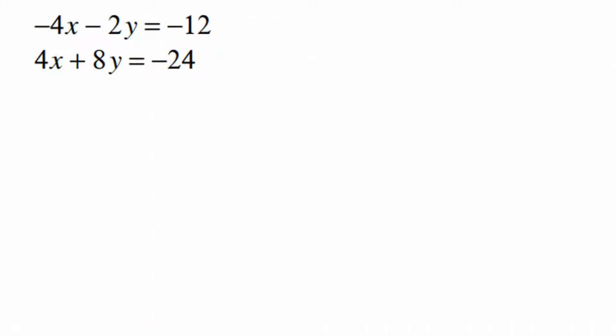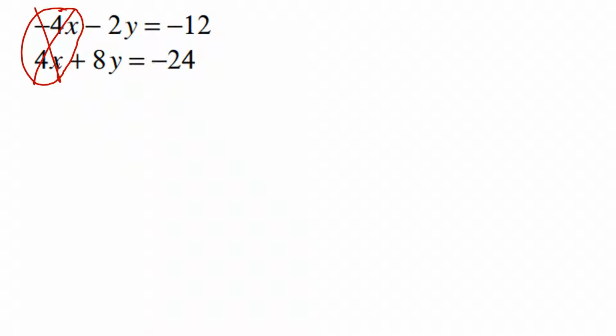So the first thing we're looking for is to see if any of our variables match in the two equations. The first equation, negative 4x minus 2y equals negative 12. And the second equation, 4x plus 8y equals negative 24. These sections match, the negative 4x and the 4x. They have the same number, 4 and 4, but they have different signs. The top one is negative, the bottom one is positive, and so we cancel those out. And we can go ahead and solve the rest.